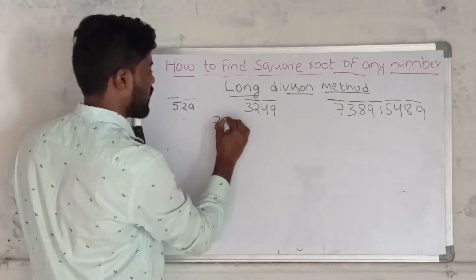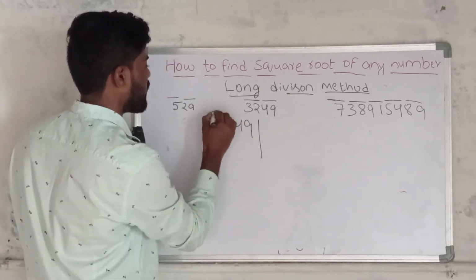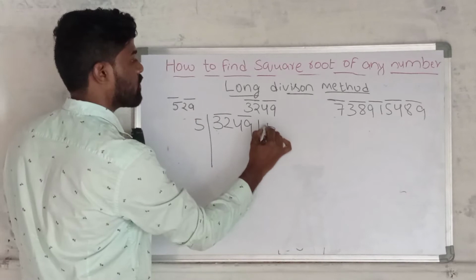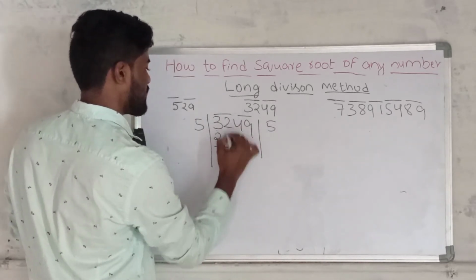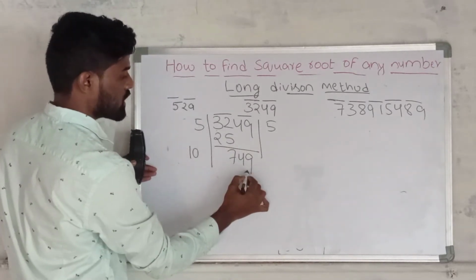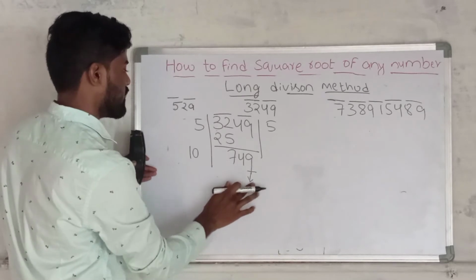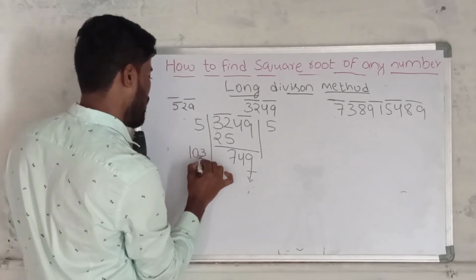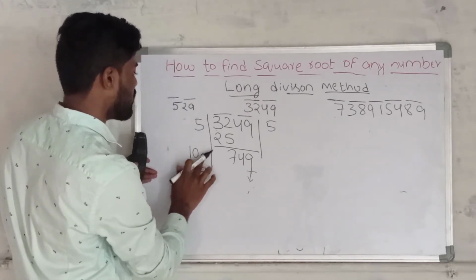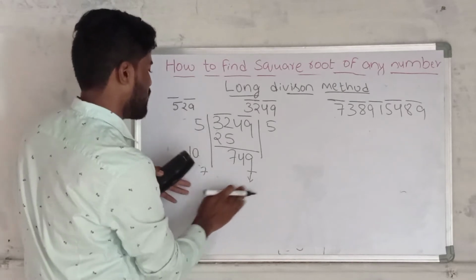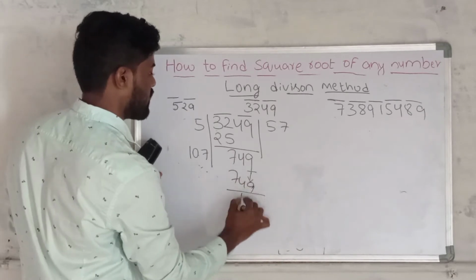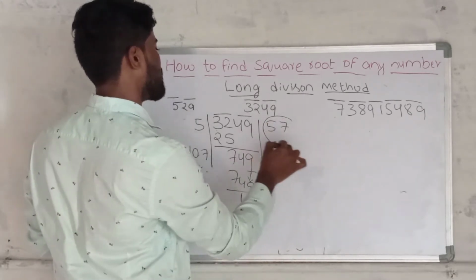Now 3249. First we solve this group. 5 into 5 is 25, remainder 7, and 5 into 2 is 10, giving 749. Here the last digit is 9, which means 3 or 7 should be there. If we take 3, 103 into 3 becomes 309. If we take 7, 107 into 7 becomes 749. That means our answer is 57.